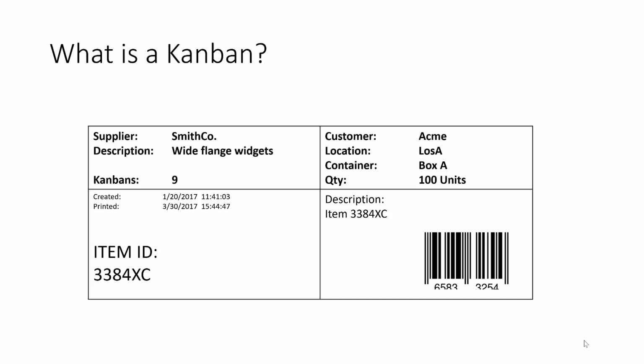It wouldn't say wide flange widgets. It would say Toyota passenger side front door Prius or something like that, and it would say, where do you need them? What is your location? And what is the container that they would come in? It would be some X pallet. How many are on a pallet?